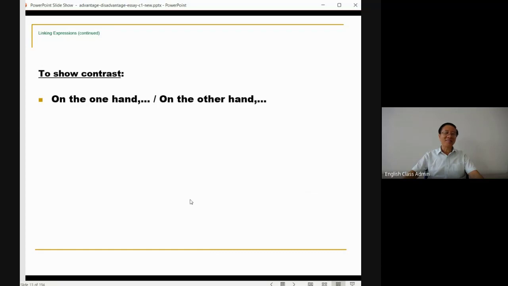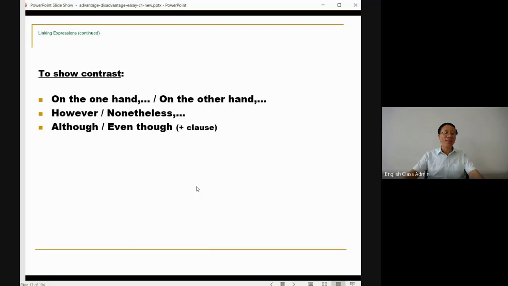To show contrast, this technique helps you to transition between discussing one aspect and the other opposing aspect. You can use on the one hand, on the other hand. Sometimes you can use however or nonetheless, or although or even though with a clause. Of course, you can use despite or in spite of. And if you want to use a clause, you can say in spite of the fact that.